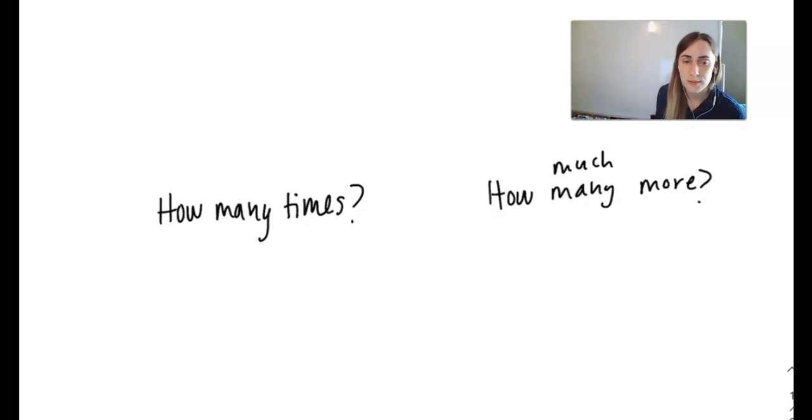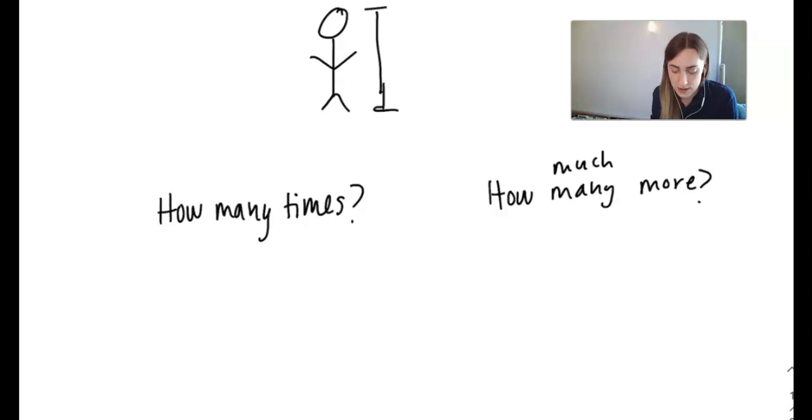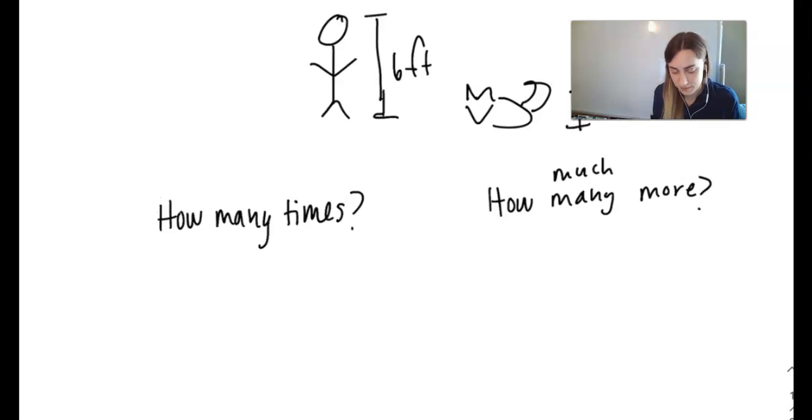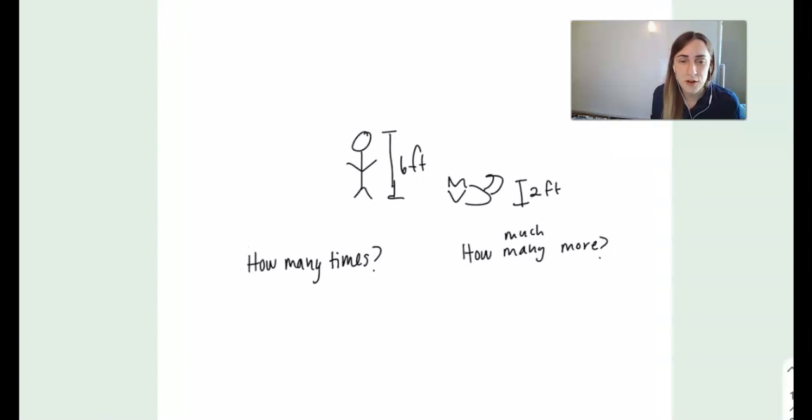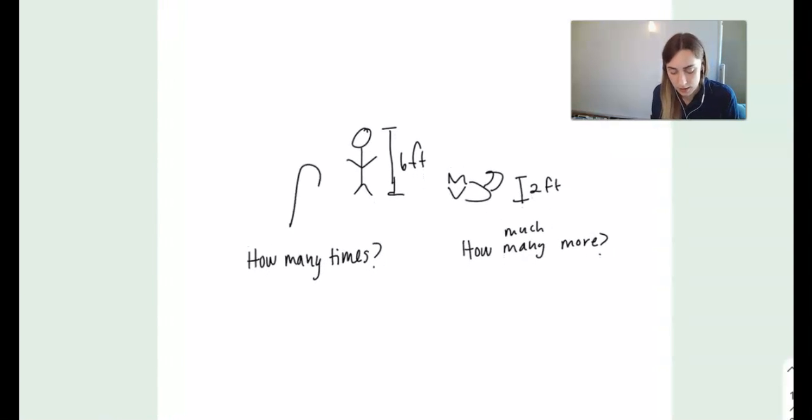So when I talk to students about these different question stems, I use an example, and I'll just tell it to you now. Let's say in this fictional world, I am 6 feet tall, and I start with this kind of example before I show bar modeling. I am 6 feet tall, and my dog is 2 feet tall. How many times taller am I? How much taller am I?